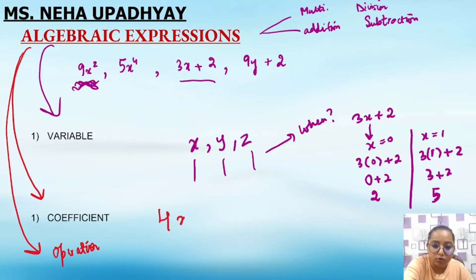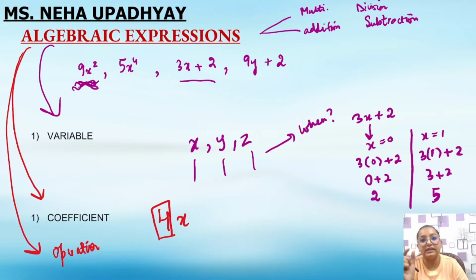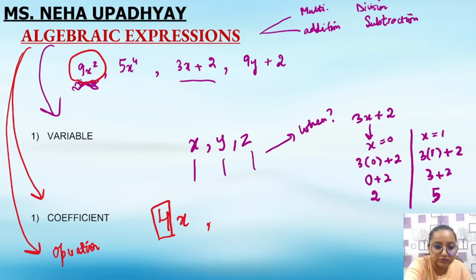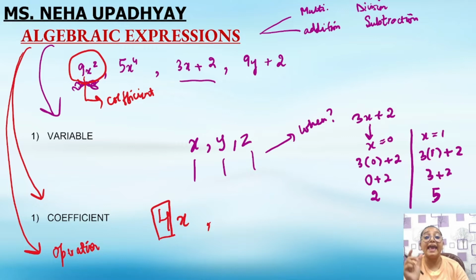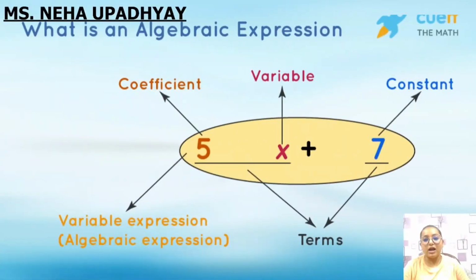If I say 4x, so what is the coefficient? This 4 is the coefficient of x, meaning the value that is written with the variable. For example, if I say 9x square, in this question, 9 is the coefficient of which term? 9 is the coefficient of x square. And x square is a variable. So everyone is clear with the term coefficient?